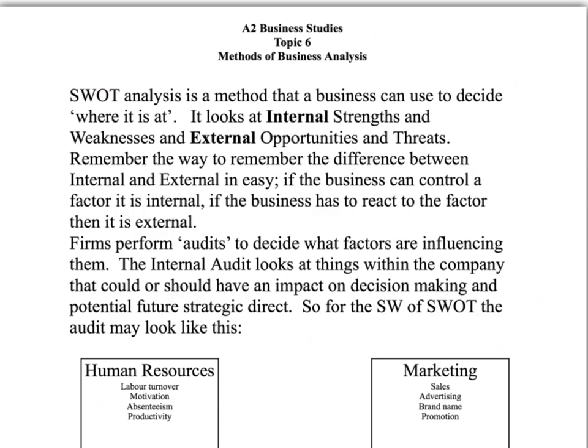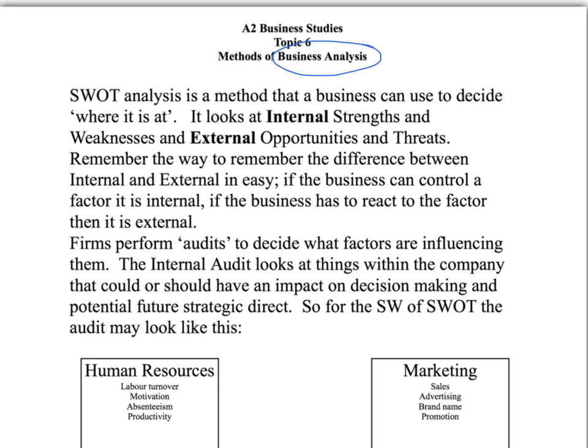So the next topic we have to look at is this idea of business analysis. So if you remember a couple of minutes ago I was talking about how a functional strategy has to be based on where the business is at, and then the strategy is how we're going to get to where we want to be. So before we can decide where we want to be, we have to think about where we're at, and business analysis helps us decide where we're at. So it's the examination of how, what and why of business activity.